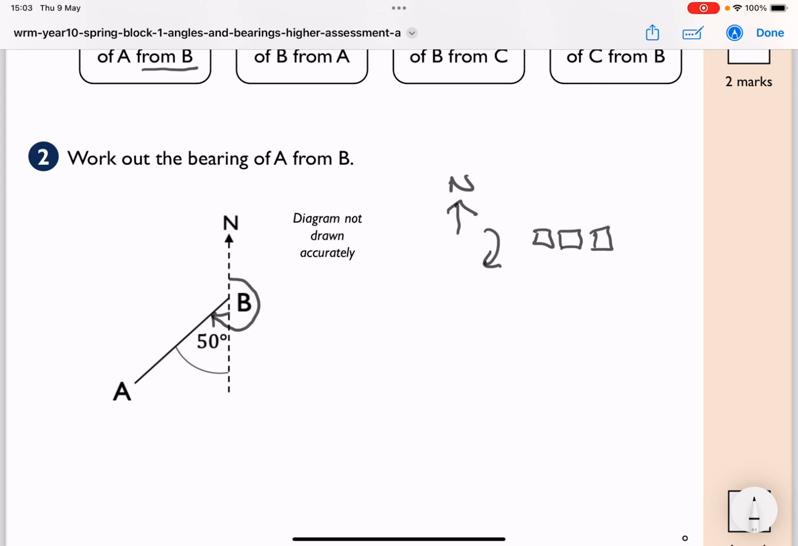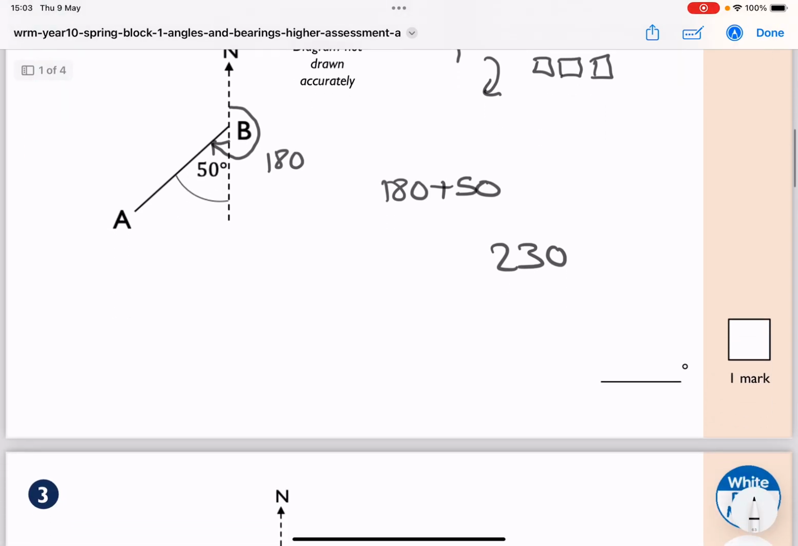So I know that halfway down to south is 180. 180 plus 50 gives me a bearing of 230. That's the answer to that.